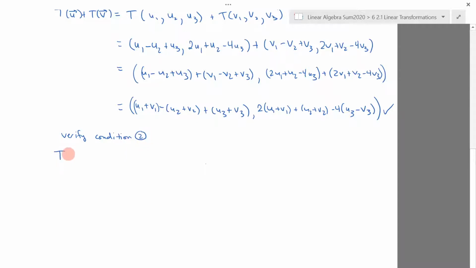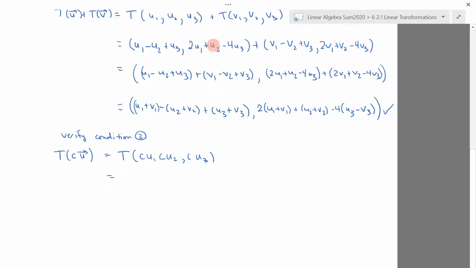Right, so I have to first calculate the scalar multiplication occurring before the transformation. So let's say CU1, CU2, CU3. But if I apply the transformation to this, what do I get?